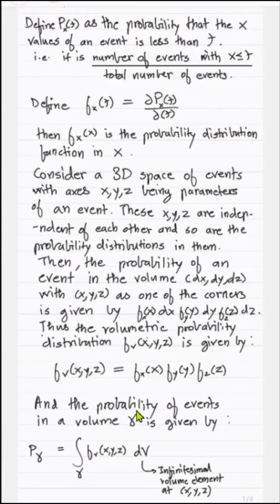Okay. And the probability of events in a volume gamma, so gamma is some certain volume. The probability of the event happening in that volume gamma is given by the sum of these probabilities, which is just the integral of f sub v dv. And in this case, it's just an integral.